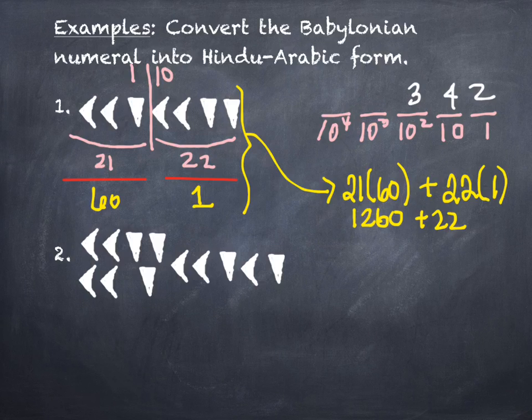Okay. And then add 22, and what do we have? Perfect. So this is our number that's the same value as their number that we started with.